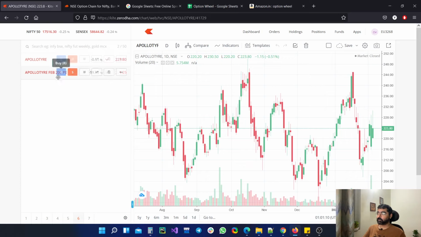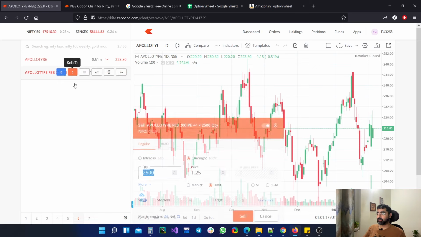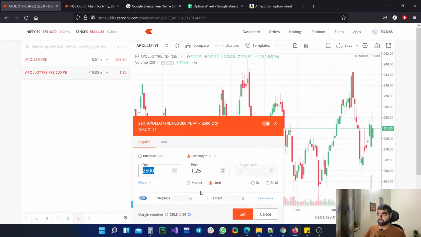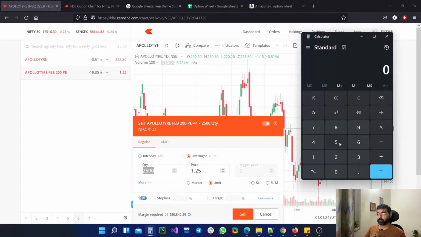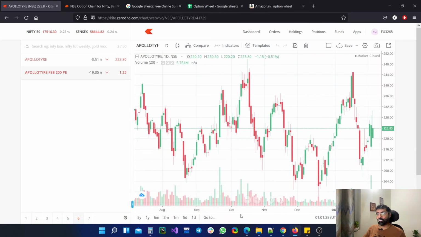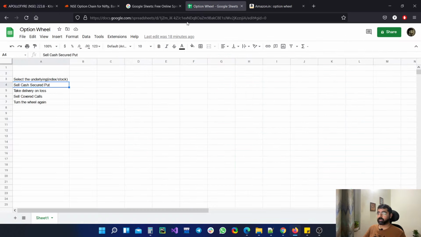So I am selling a put of 200 of a February expiry, and I am going to sell this for say 1.25 rupees. It's going to consume 80,000 as margin, and my profit on this put, if it goes to zero, would be 2500 into 1.25, so approximately 3125 is my credit on this put. Now there are two things which can happen. One thing is this put may go to zero, that the stock does not go to 200 at all.